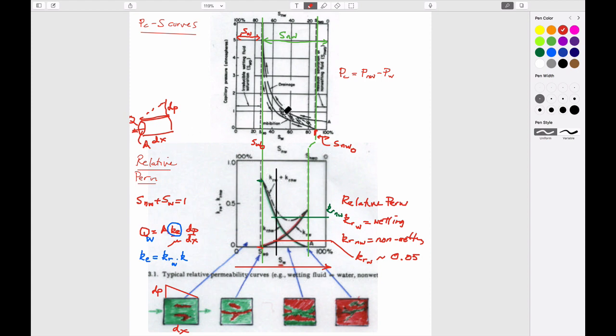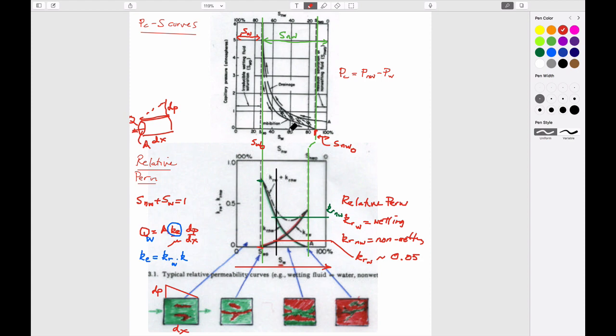Some other quirks of this are the fact that we have scanning curves. Scanning curves mean that it matters which direction you're going, draining the water out of the system or imbibing the water back in. So if you only come part way up here and then drop the pressure, then you go across on these scanning curves, and they're kind of non-unique.